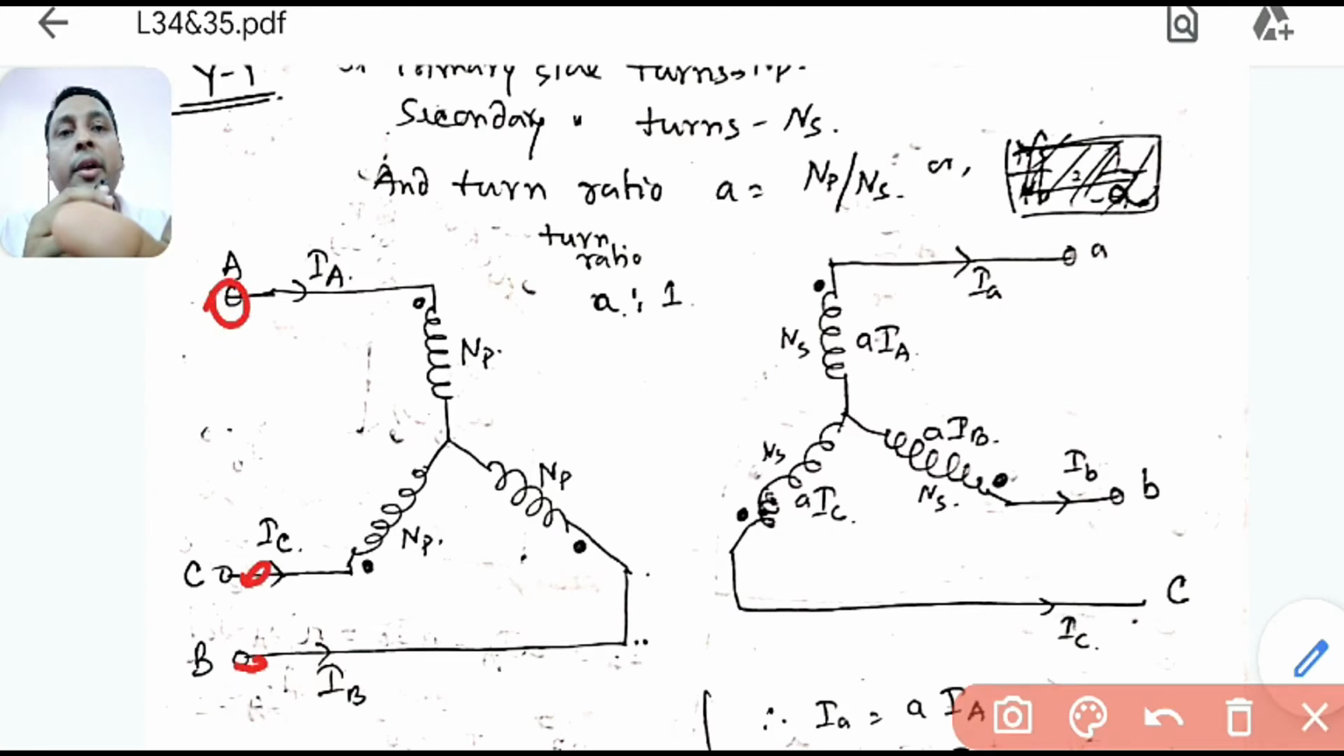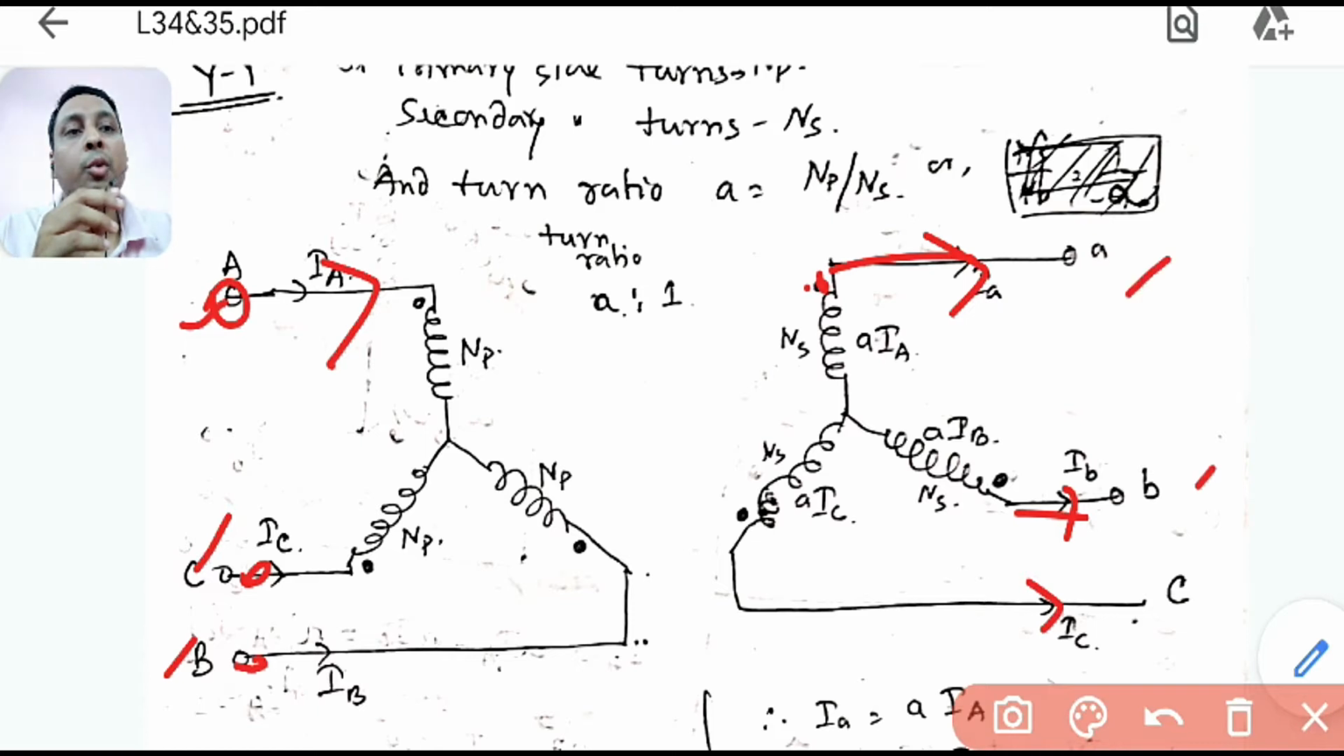These are the dot polarities you can see. So current is entering the dot, and here the current should go out of this dot, because here it is entering, so it should go out. The capital notation is for the primary side, and the small notation, small a, small b, small c, is for the secondary.